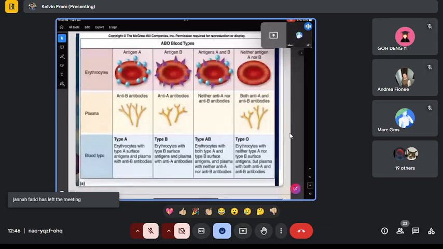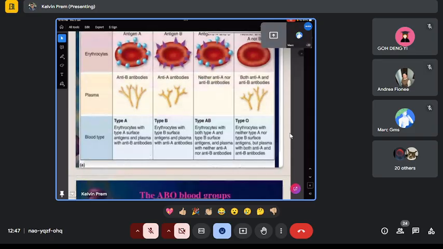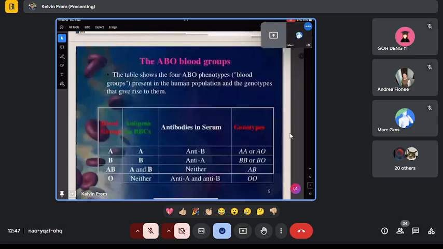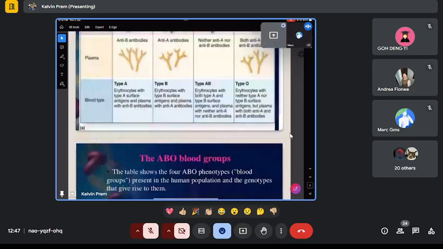This ABO blood group table actually shows you which antigens they have and which antibodies they have. As you see for type O, they have both anti-A and anti-B antibodies, but they don't have either A or B antigens. This one is just summarizing back the picture here. This is not very important.